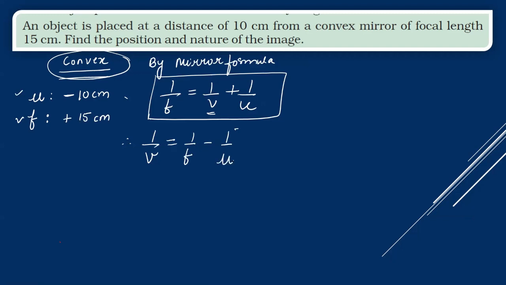Now you substitute the values. So 1 upon 15 minus 1 upon minus 10. This minus and minus will be plus. So 1 upon 15 plus 1 upon 10. What do we do in this case? We will take an LCM. So LCM will be 30. We know 15 twos is 30 and 10 threes is 30.